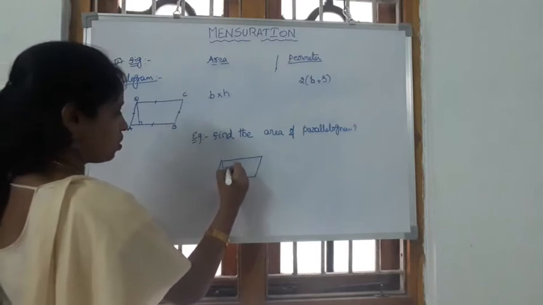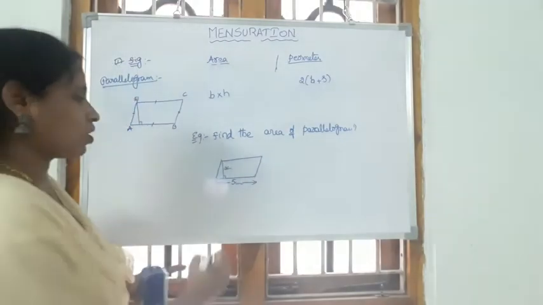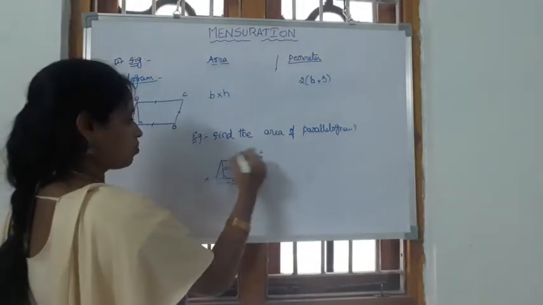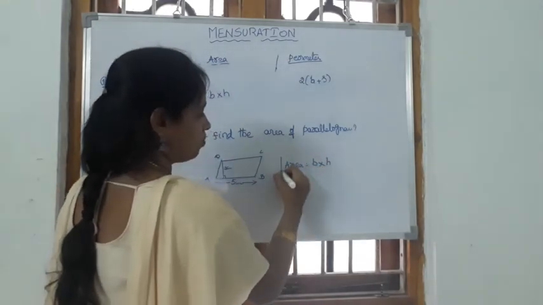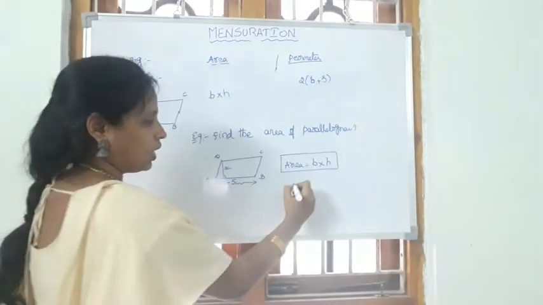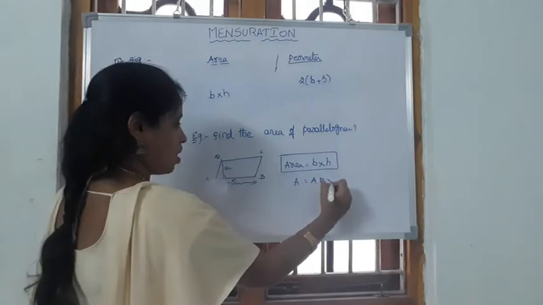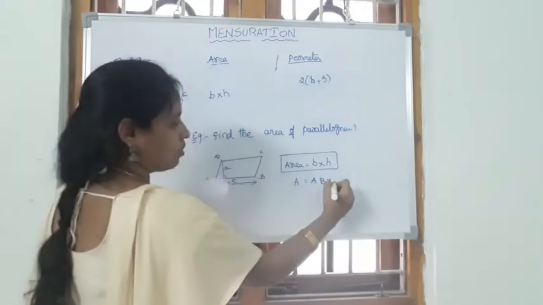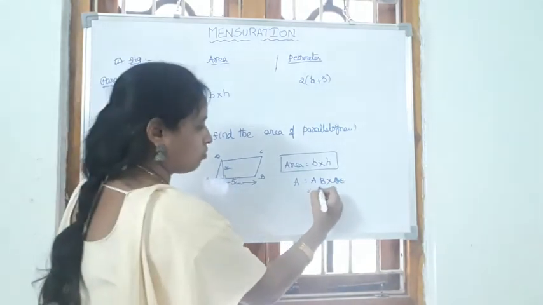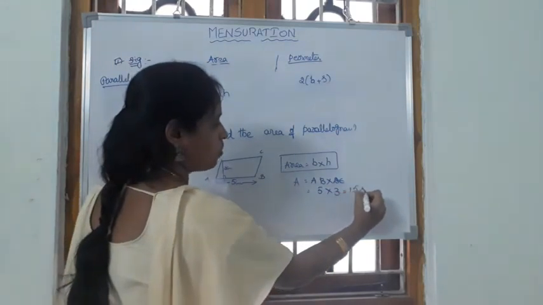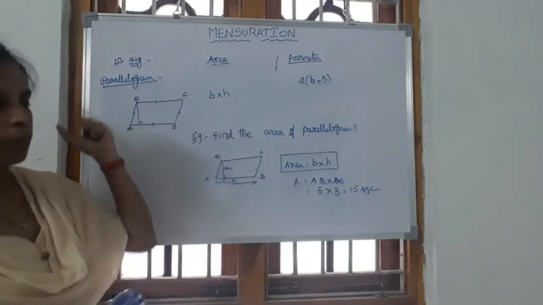This is 3 centimeters and this is 5 centimeters. Area of parallelogram ABCD is equal to base into height. So A is equal to, here base is AB and height is BE. 5 into 3 is equal to 15 square centimeters. These two are the formulas for area and perimeter of parallelogram.